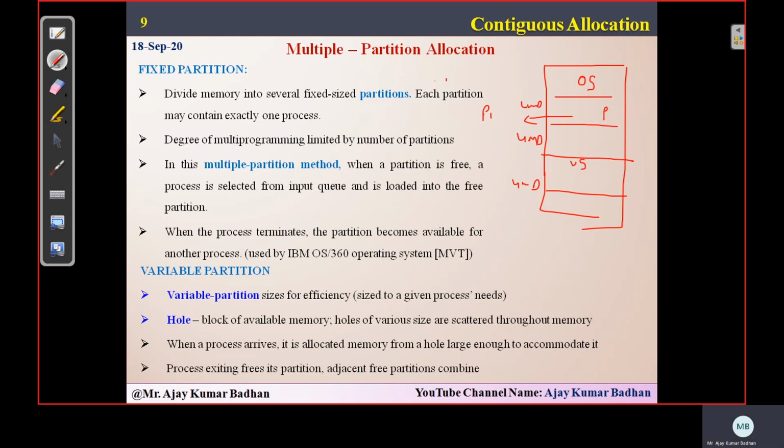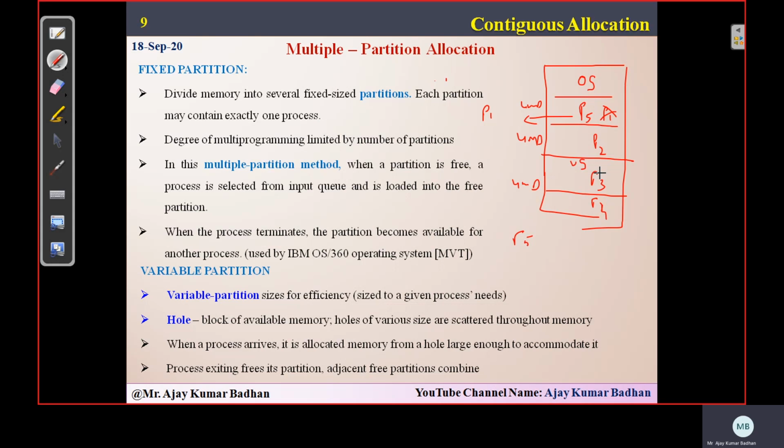Okay, if P1 is allocated to this, no other process can allocate this, meaning no other process can access this particular portion. Then P2 we can allocate here, P3 here, P4 here. Whenever one of the processes finishes its task, it will be removed and that particular partition will be given to some other process. Suppose P4 is here and P5 came. P1 completed its task, so now P5 will be allocated to this particular partition. This is how the cycle works.